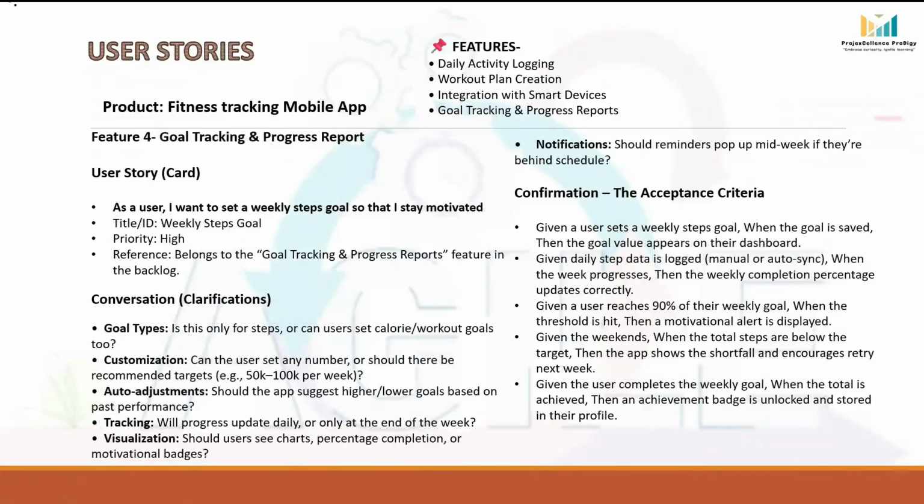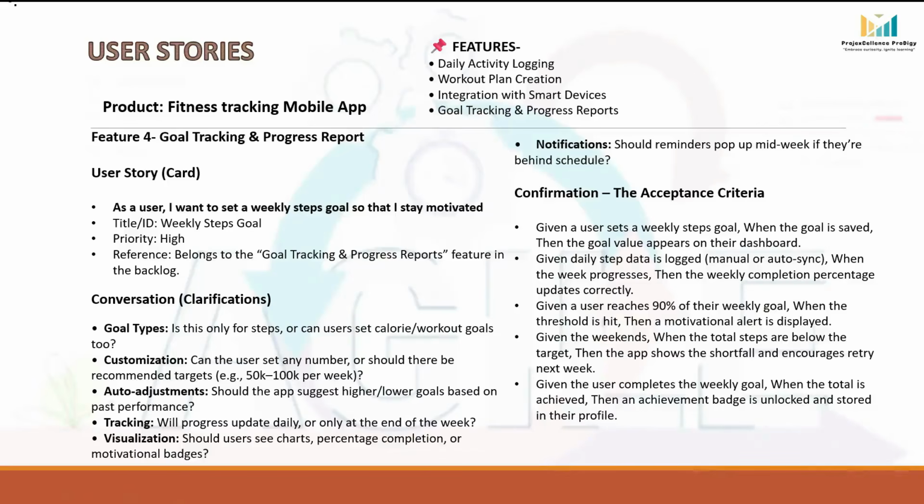Now let's break down feature 4, goal tracking and progress reports. For this feature, the focus is on keeping users motivated through goals. The story here is, as a user, I want to set a weekly steps goal so that I stay motivated. The title ID is weekly steps goal. Priority we are keeping high. For reference, it belongs to the goal tracking and progress reports feature in the backlog.